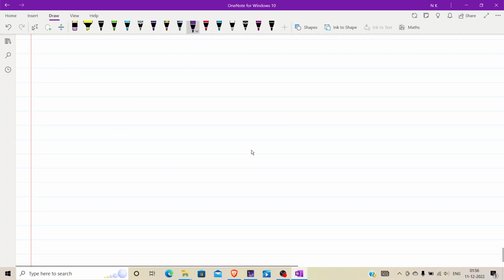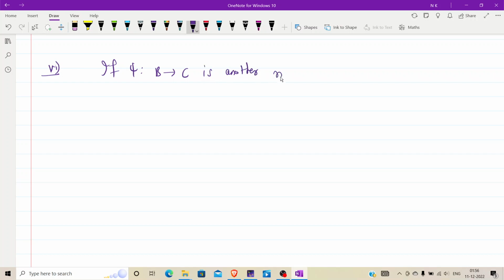And let's go to the final part of this theorem. If psi from B to C is another ring homomorphism, which is given in the statement of the theorem, then psi composite phi star is equal to phi star composite psi star. Okay, so this is very simple to prove.